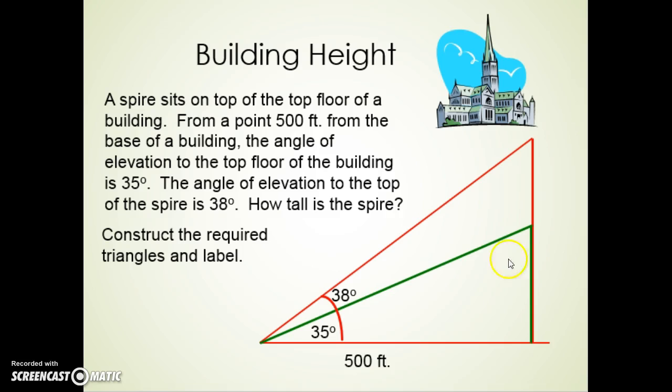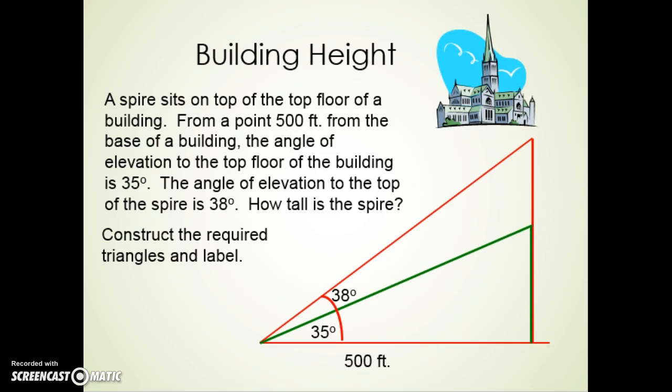So one more final example. A spire sits on top of the top floor of a building. From a point 500 feet from the base of the building, so that's horizontal distance, the angle of elevation to the top of the building, and that's this green triangle, is 35 degrees. The angle of elevation to the top of the spire, that's the red triangle, is 38 degrees. How tall is the spire? So we want this distance, the difference between this red triangle side and this green triangle side.